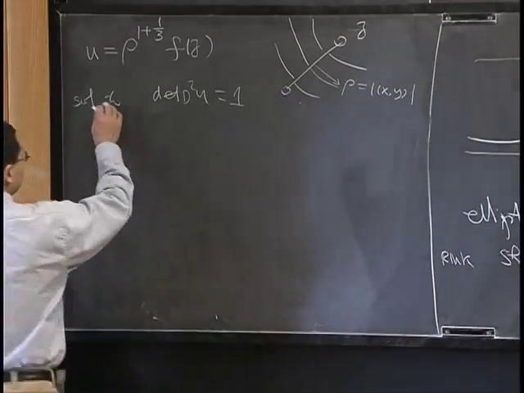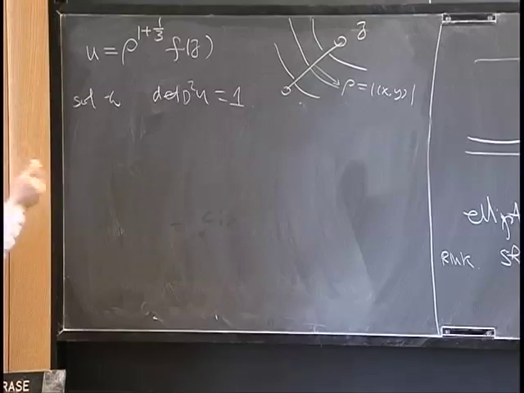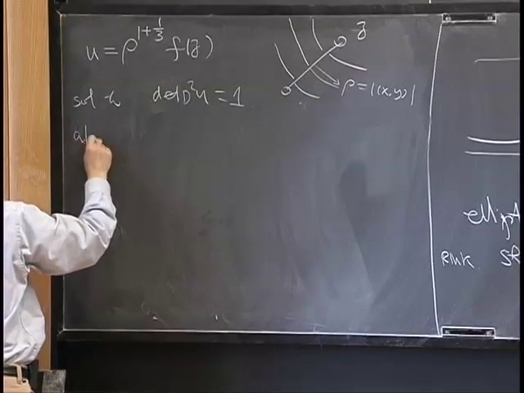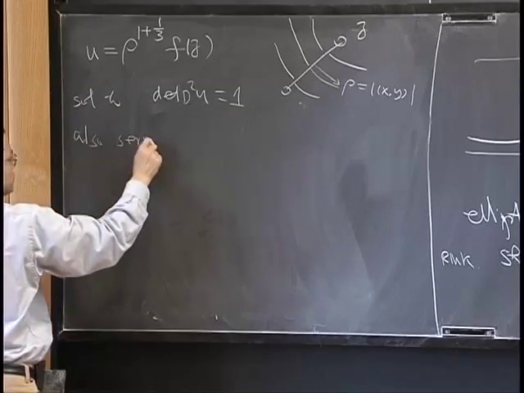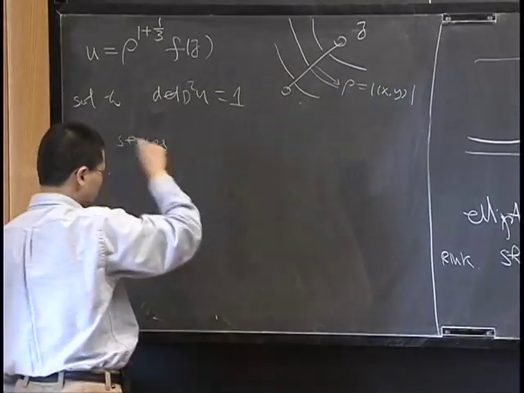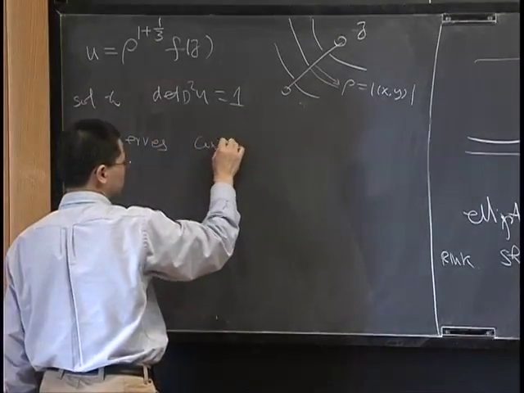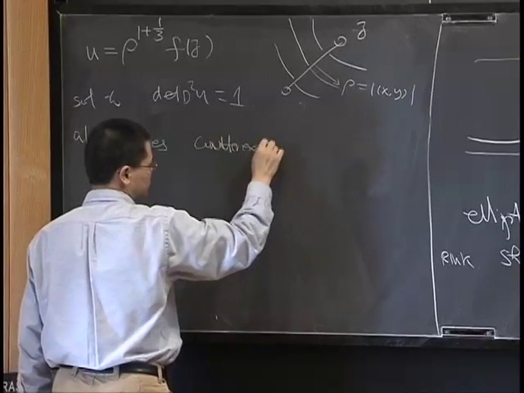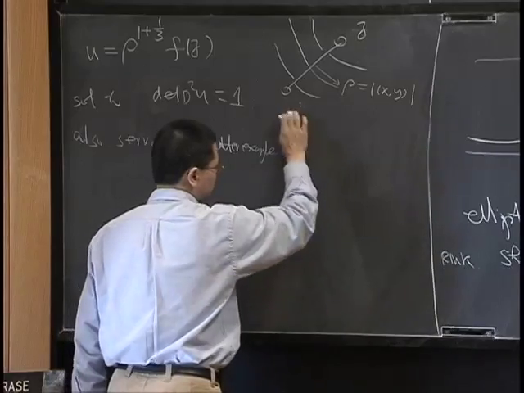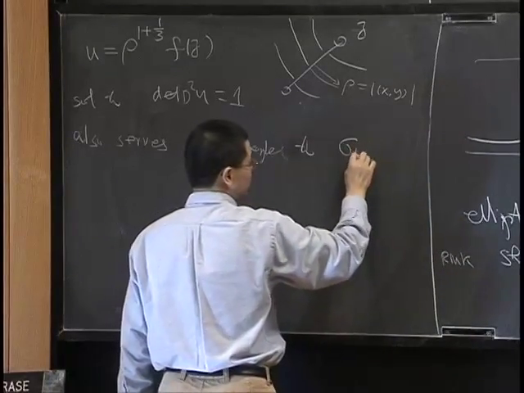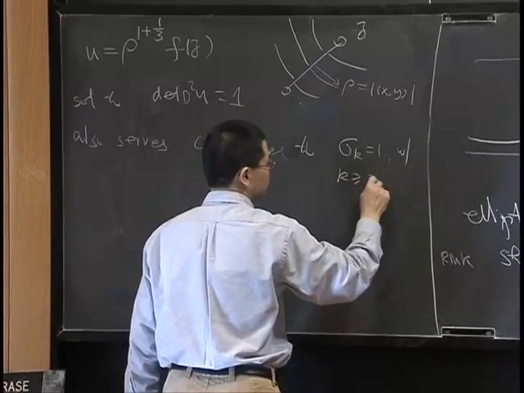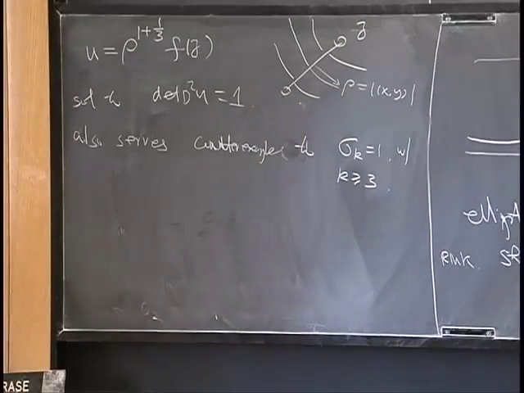And with more variables, those examples also serve as counterexamples to sigma k equals 1 with k larger or equal to 3 in high dimensions.